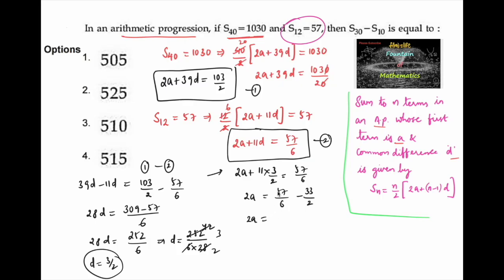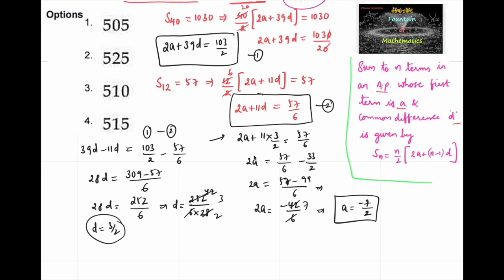2a is equal to 57 minus 99 divided by 6. So here we can write 57 minus 99, minus 42. So 2a is equal to minus 42 divided by 6, or here 6 7 times. So the value of a is equal to negative 7 upon 2. So first term a is equal to minus 7 by 2 and d is equal to 3 by 2. Now we need to find S30 minus S10.